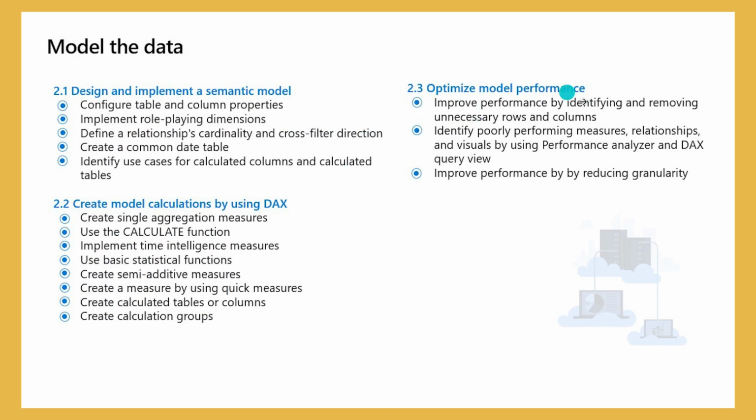At last, you need to optimize the model performance. Basically, how do you improve the performance of DirectQuery mode and import mode, and how do you reduce the cardinality of the semantic model. So these questions are roughly around 14 to 15 questions, and it is one of the most important modules.